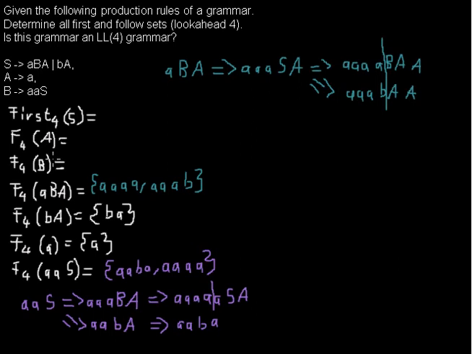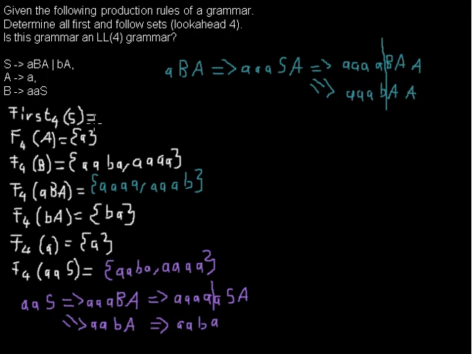And for the first sets of the non-terminals, I have to take the union of the first sets of all right-hand side rules. So for the B, I just have this right-hand side rule. I found the first set here, so the first set of the B is just AABA, or the same as here. And for A, the first set of A is just the terminal A.